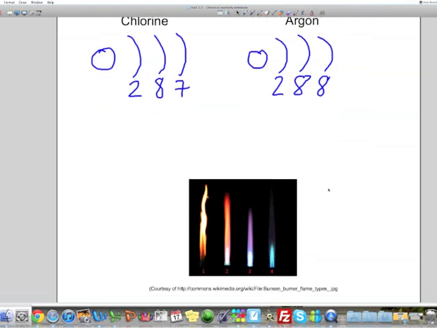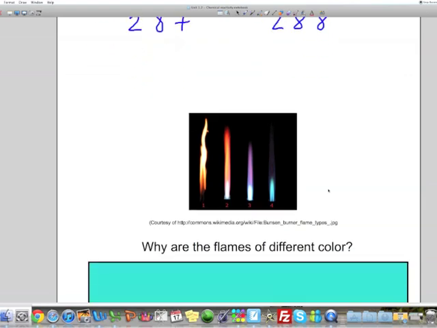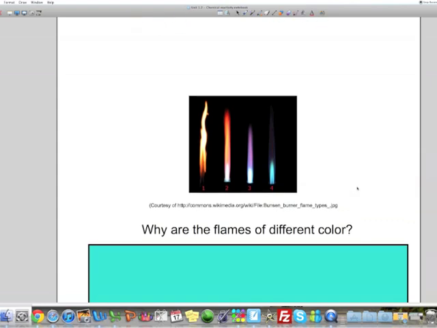Now, we have here an image that shows you different flames from 4 different Bunsen burners. And the question is, why are the flames of different color? Well, typically when we burn hydrocarbons, they will release a yellowish color. If you think about a bonfire, that's what you see. You see a yellow color. The flame is yellower. Now, why is this one blue? If you think about a Bunsen burner, you know that the neck of the Bunsen burner can be turned, and that allows for more or less oxygen to be used in the combustion.